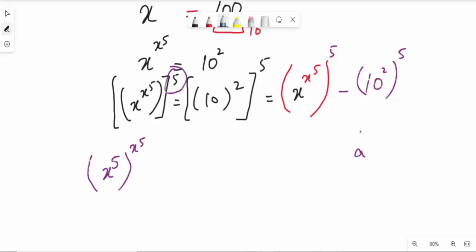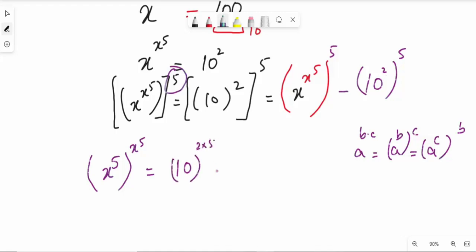By the rule, if a power b c, then you can write it as power of a c in one case, and the second case is c as a power. Clear? Now here 10, you can write this as 2 times 5, and after simplification it will be 10 raised to the power 10. Clear? x raised to 5 is equal to 10 raised to the power 10.